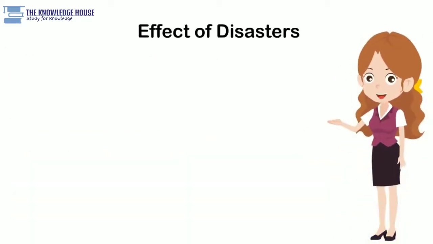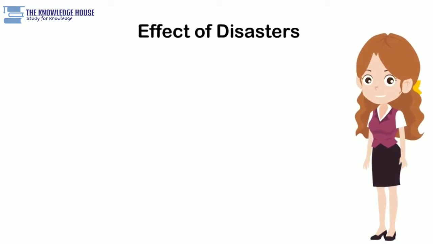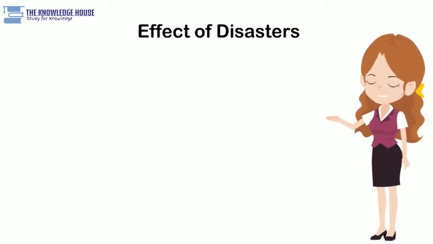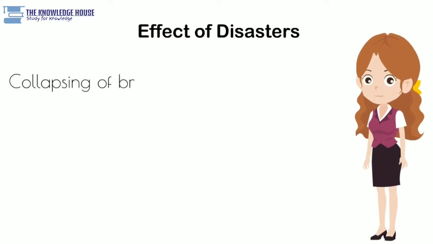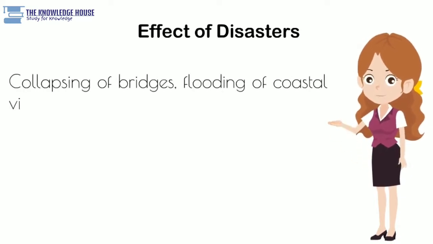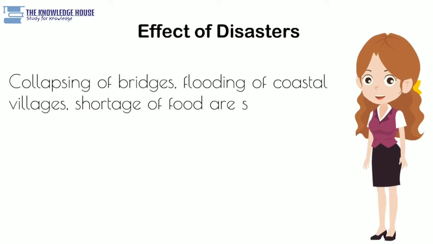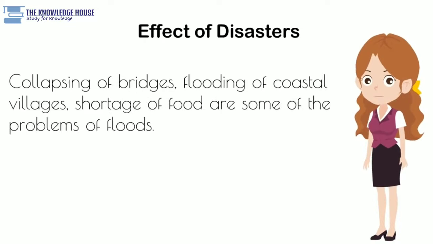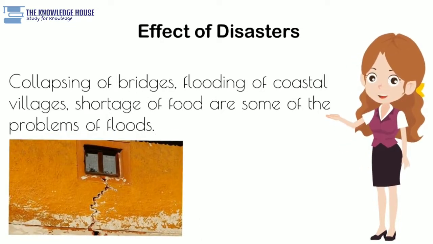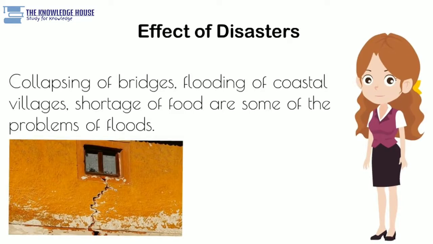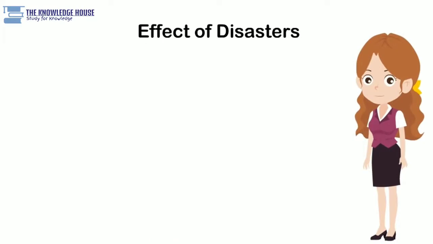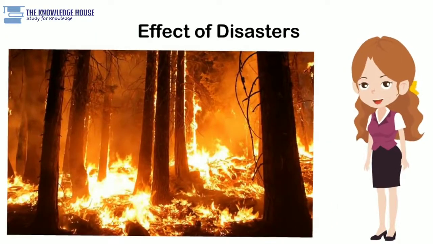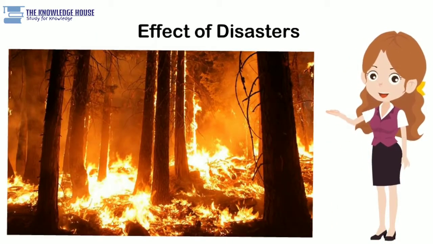Effects of disaster. We have understood the serious effects of disaster with the help of the above-mentioned questions. Collapsing of bridges, flooding of coastal villages, and shortage of food are some of the problems of floods. Collapsing of houses and developing cracks in land are some of the effects of earthquakes. Disasters like forest fire and drought also adversely affect the environment.